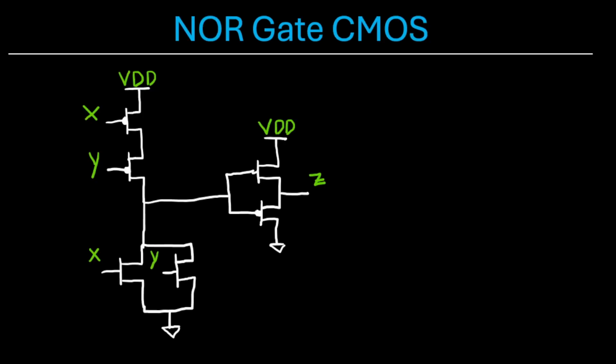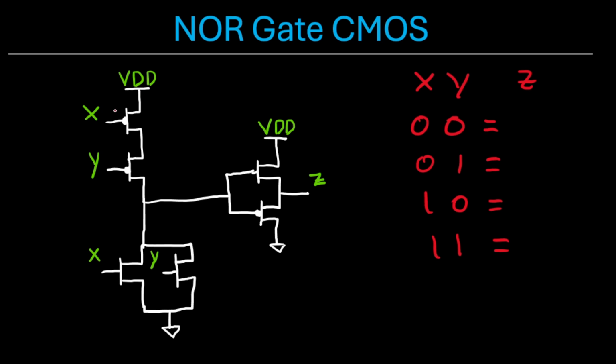Okay, so let's look at a CMOS circuit example. I'm going to go through all of the possible inputs and verify that this is indeed mapping to a NOR gate. Okay, so if we input 0, 0, these two PMOS transistors are on, so VDD is connected to the gate of these two transistors, which then turns on this NMOS and connects VDD to our output, so we get a logic high or 1.